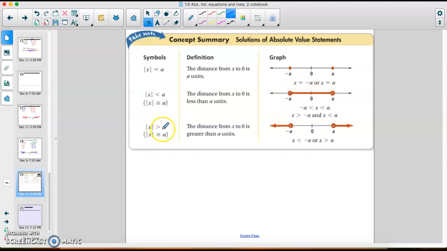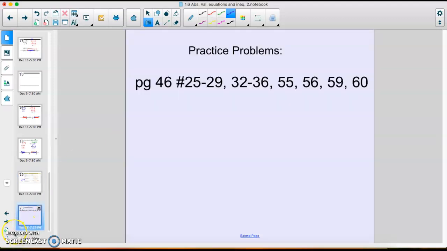And when it's greater than, think of it as greater than, and it'll go outwards. All right, here's your homework. That's 1.6 day 2.